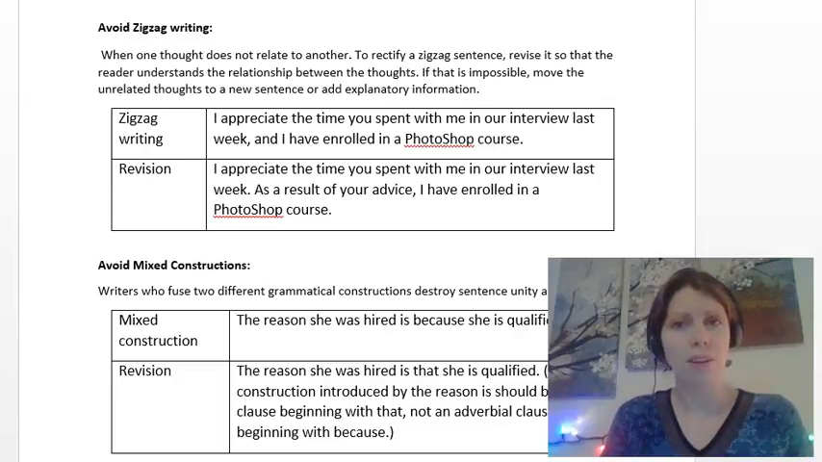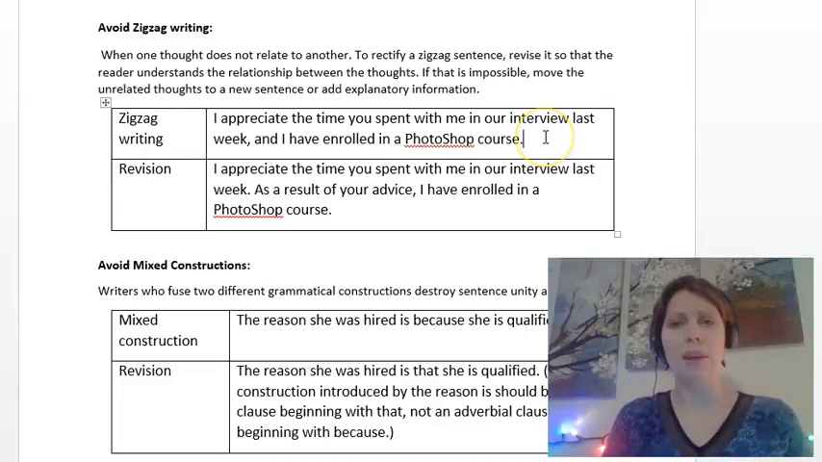If it's impossible to do this, then move the unrelated thoughts to a new sentence or add explanations. Add more information so that the readers will understand. So example, this is zigzag writing. I appreciate the time you spent with me in our interview last week, and I have enrolled in a Photoshop course. Revision. I appreciate the time you spent with me in our interview last week. Period. As a result of your advice, I've enrolled in a Photoshop course.